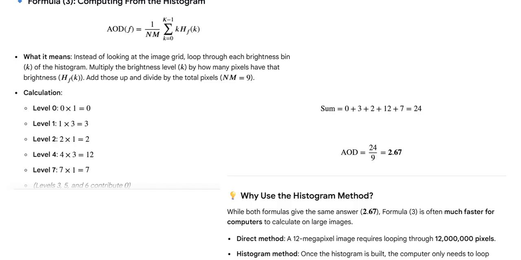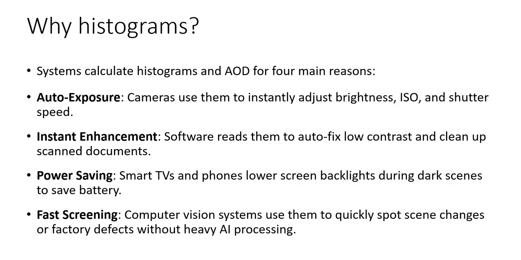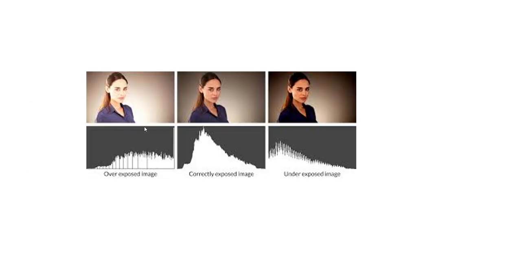Consider I have a lot of pixels, for example a 12 megapixel image. The direct method will take longer, but if I follow the histogram method, it will be faster. So histograms help to compute average optical density, and they also help with auto exposure, instant enhancement, power saving, or fast staining of the images. So this is one example of a histogram.